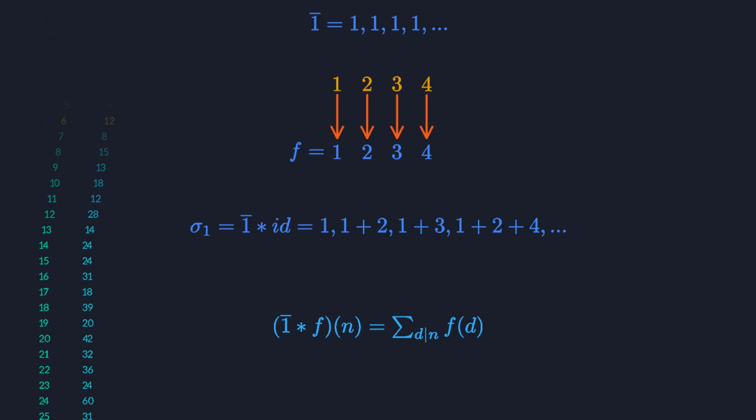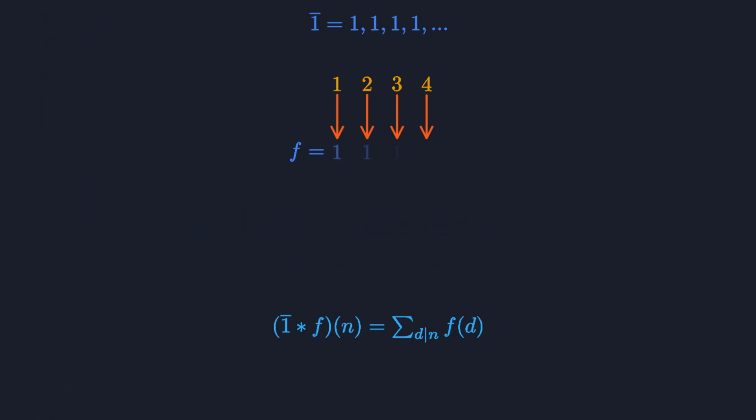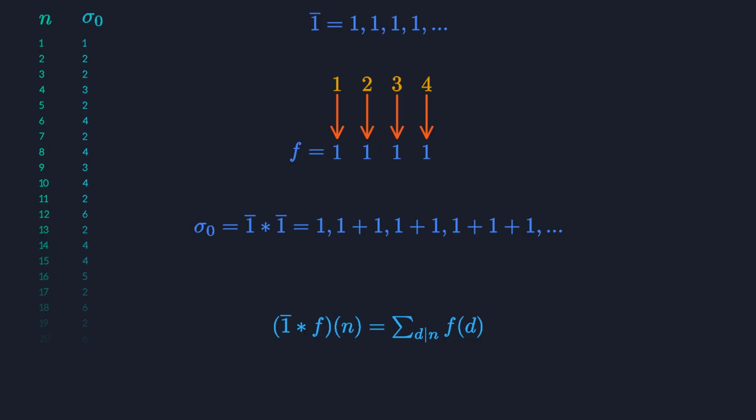Another interesting possibility for f is 1 bar itself. Instead of adding up the divisors, this time we just count how many there are. You can see that every prime number has exactly 2 divisors, 1 and the number itself. Other numbers have an even number of divisors, except for the squares, as I mentioned earlier. This function that counts the number of divisors is called sigma 0.